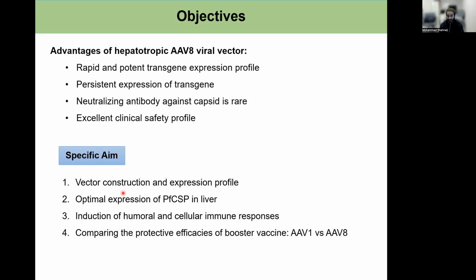And neutralizing antibody against this capsid for the AAV8 is very rarely found. So this is another reason why we use adeno-associated virus serotype 8 instead of adeno-associated virus 1, because of the neutralizing antibody. Recent studies found that in the Chinese population and also in the African population, the neutralizing antibody against the virus itself is very high, 40 to 70%. So it means that when we use this vaccine, before reaching a sufficient amount of antigen expression, they are being cleared by the natural antibody.